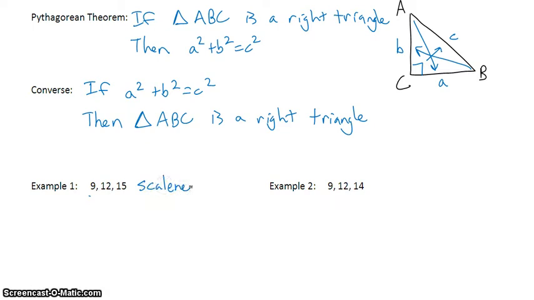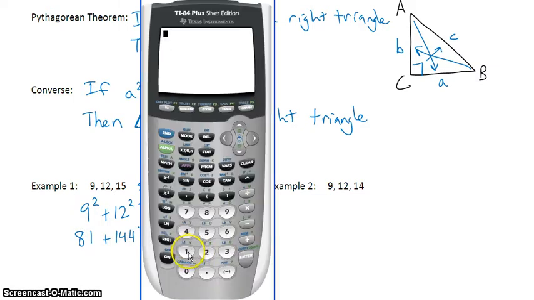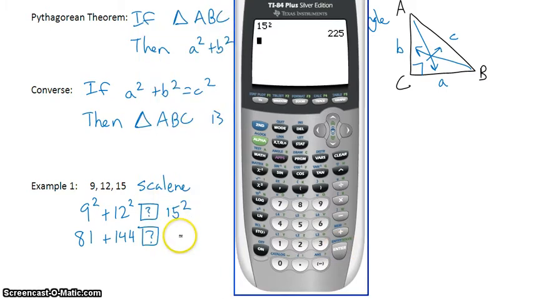Now we need to figure out if the triangle is right or not. To do that, we're going to use the Pythagorean theorem converse. We're going to plug in 9 for a and 12 for b and 15 for c. We're going to pick 15 for c because 15 is the longest side of this triangle. And we're going to do the math. 9 squared is 81, 12 squared is 144, and 15 squared is 225.